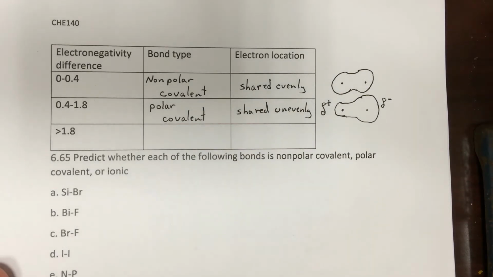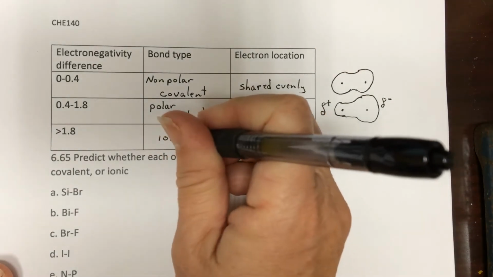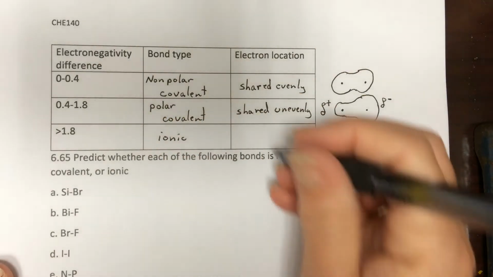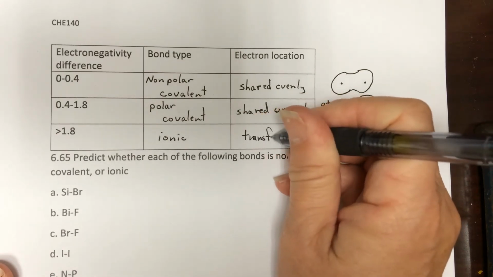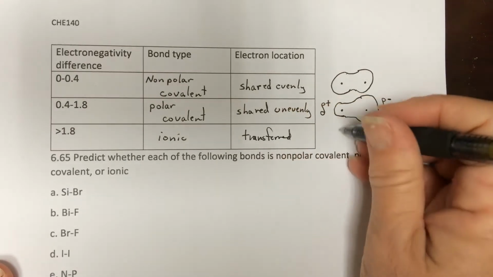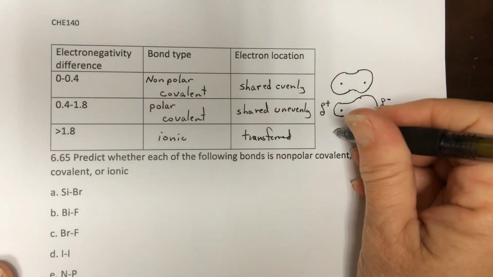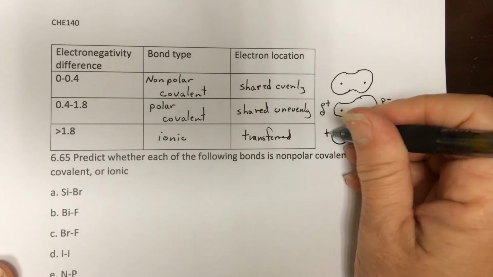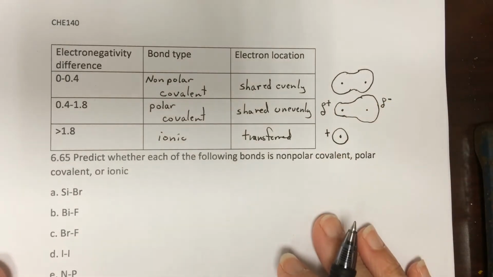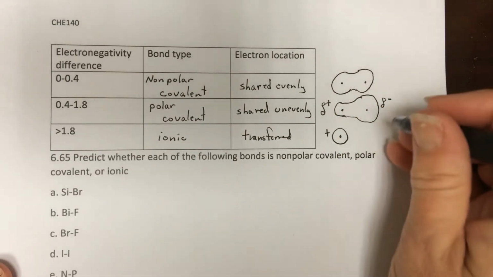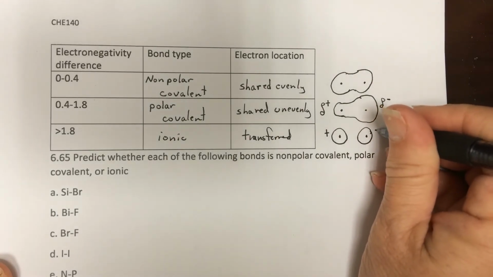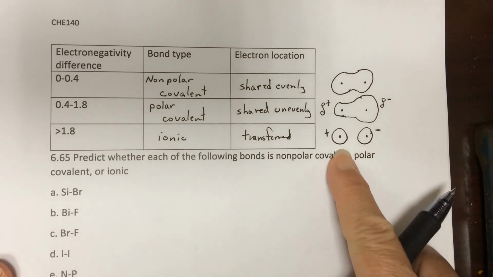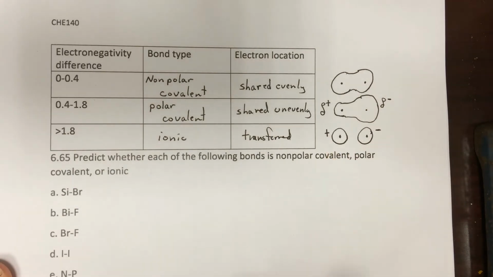If the electronegativity difference is greater than 1.8, we get an ionic bond, and the electron is transferred. And we get something that looks like this. This is one nucleus, and it's got a positive charge, not a partial positive charge, but a positive charge. And this is the other one, and it's got a negative charge. So we've made an anion and a cation.